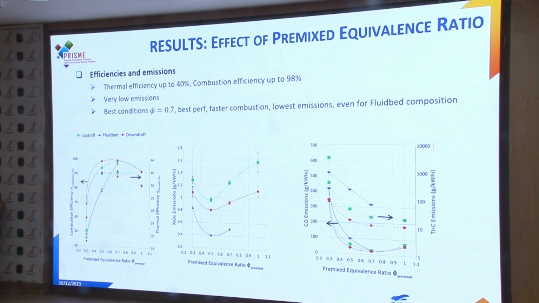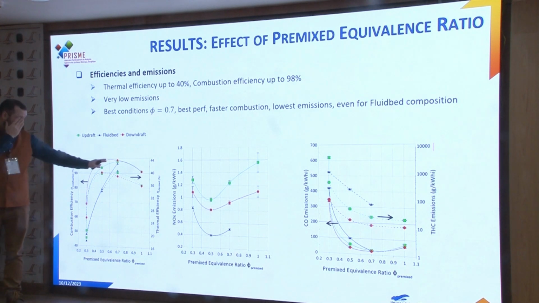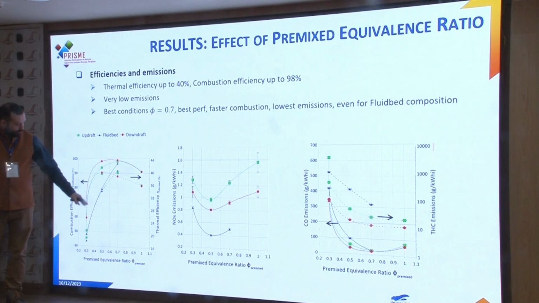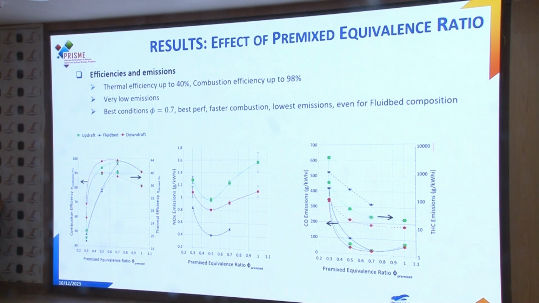And as you can see, the best operating range is in this area between 0.5 and 0.7 of equivalence ratio. We are also able to get very low emissions. Again, the best compromise in terms of equivalence ratio is between 0.5 and 0.7 in that operating condition.